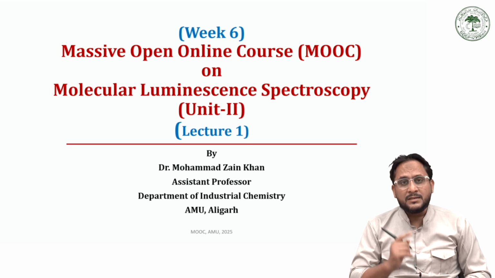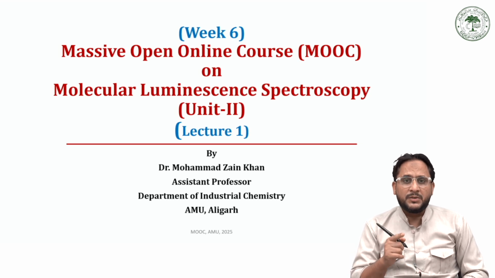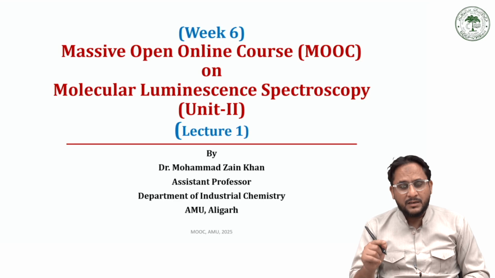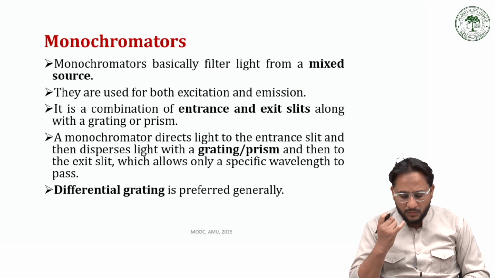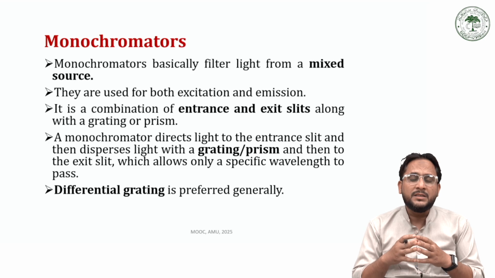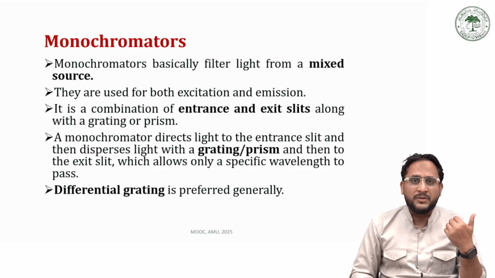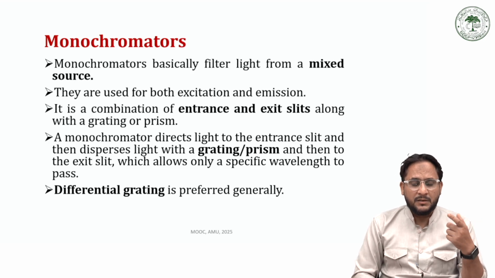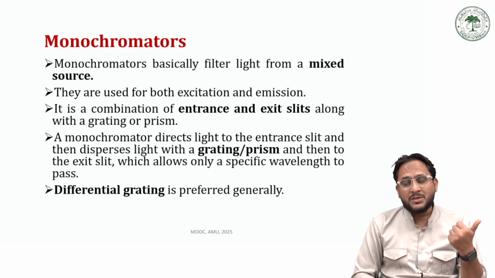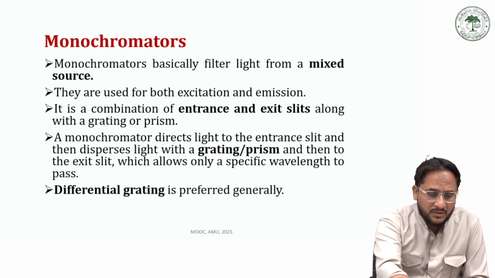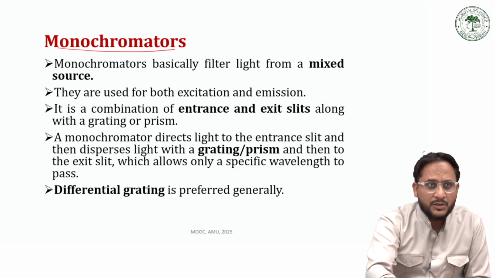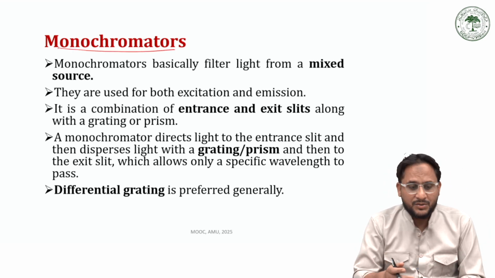Let us discuss the second important component of a spectrophotometer in today's lecture, and that component is the monochromator. As you know, we have already discussed monochromators in the previous unit as well, where we were focusing on atomic absorption spectroscopy and atomic emission spectroscopy. Monochromators are devices which are used to filter the light radiation.